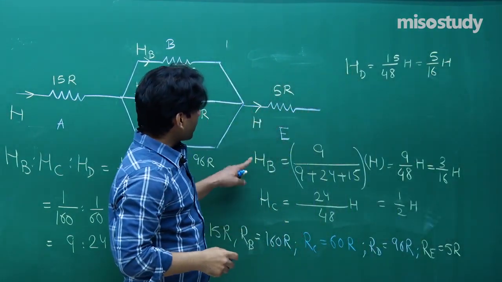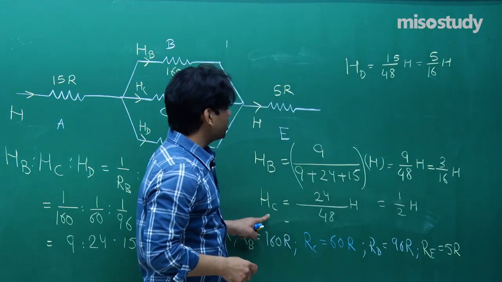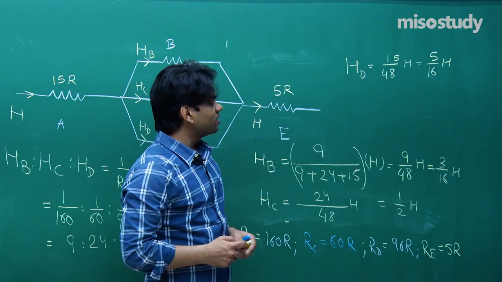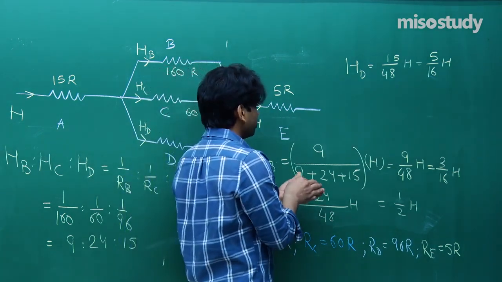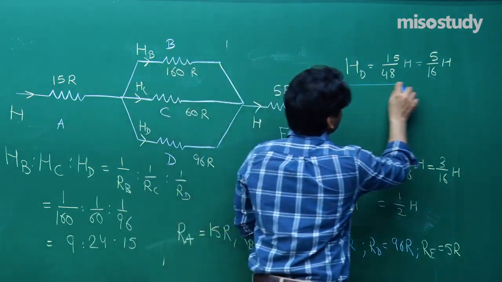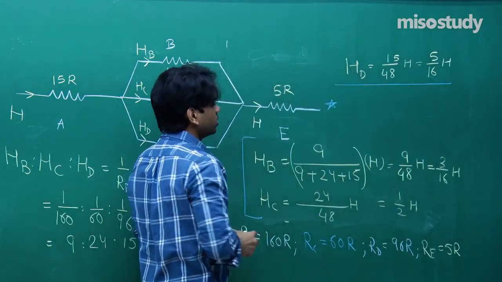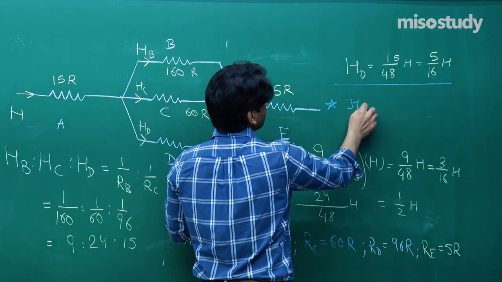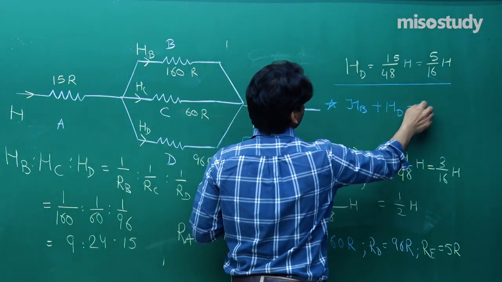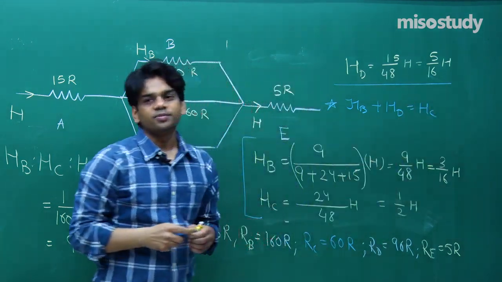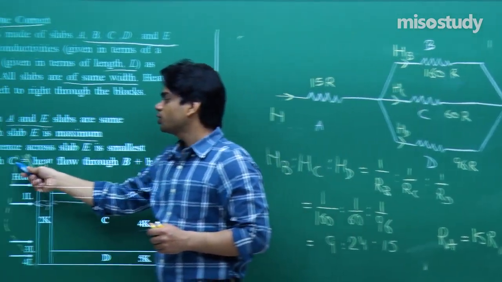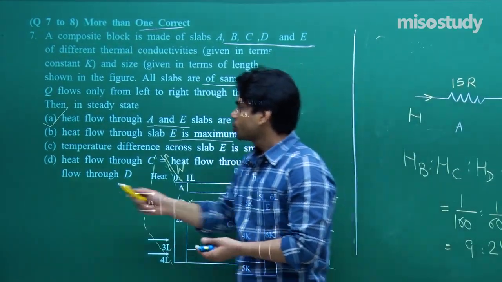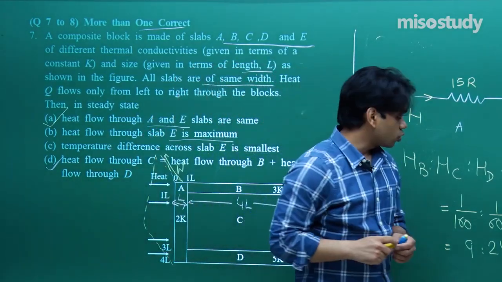Now you see here, if you compare, HB equals 3 by 16 H, HC equals 1 by 2 H, HD equals 5 by 16 H. If you just add HB plus HD, that will equal HC. You can check, you will be getting HB plus HD is equal to HC. Check option number D. Option number D, heat flow through C, that is HC equals HB plus HD, heat flow through B plus heat flow through D. So option number D is also correct.